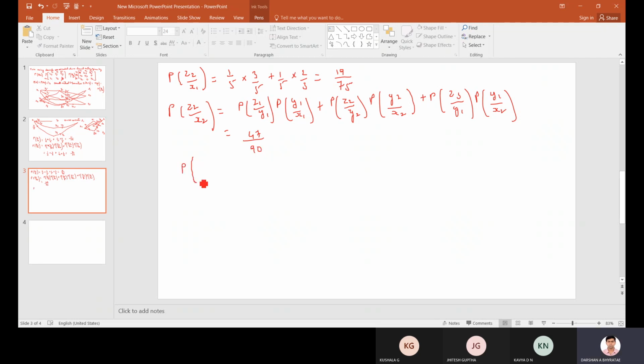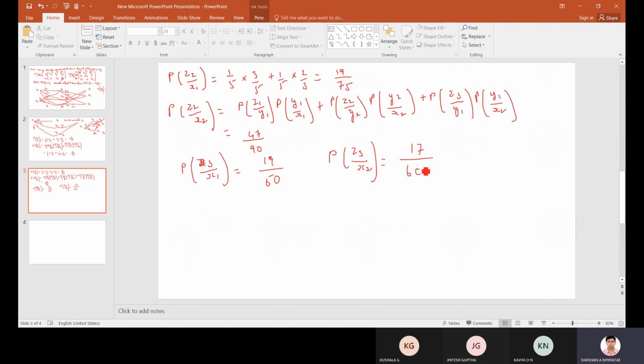Similarly, for P of Z3 by X1, it becomes 19 by 50. And similarly for P of Z3 by X2, after simplification, it will become 17 by 60 here.